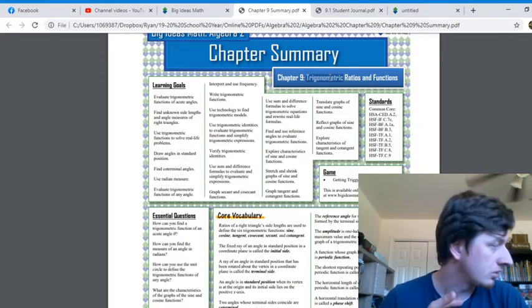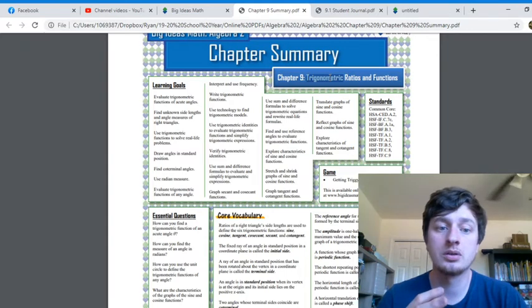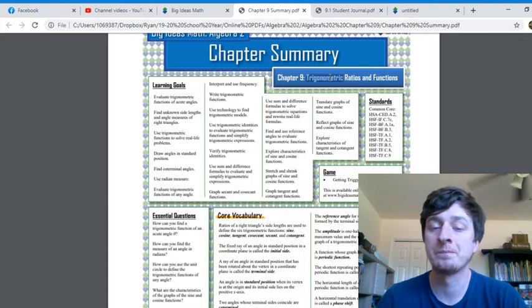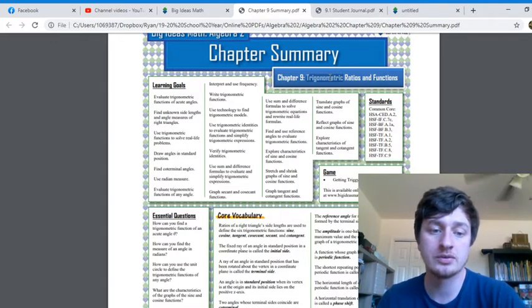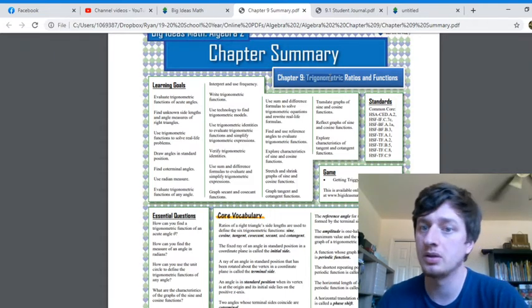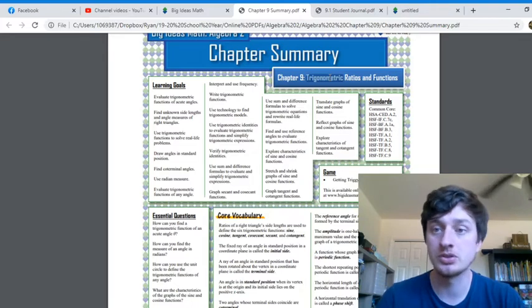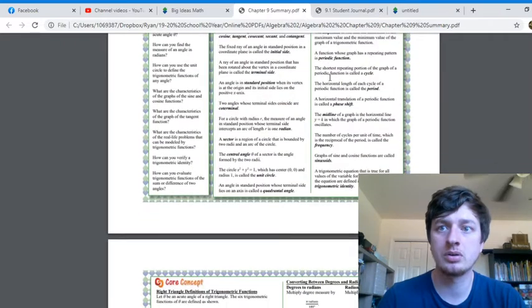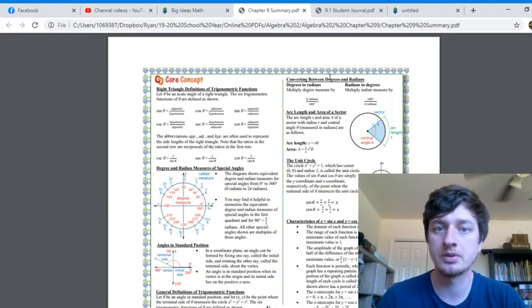Okay, so in algebra 2, we'll do those things as well, but we're also going to focus on what the graphs of the functions look like, and how the curves of those graphs operate, and we're also going to talk about the unit circle and different ratios there. Okay, so this chapter summary is a PDF in the Dropbox.